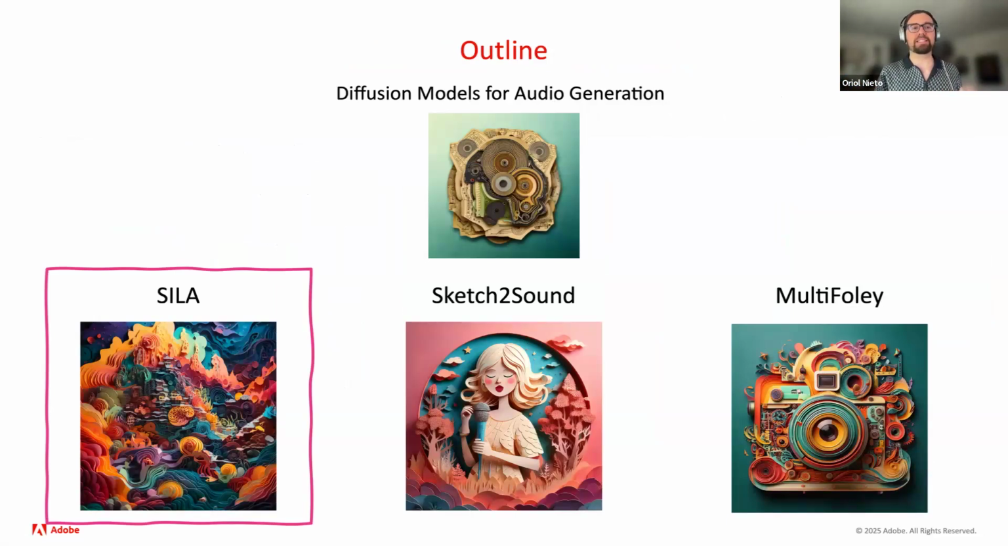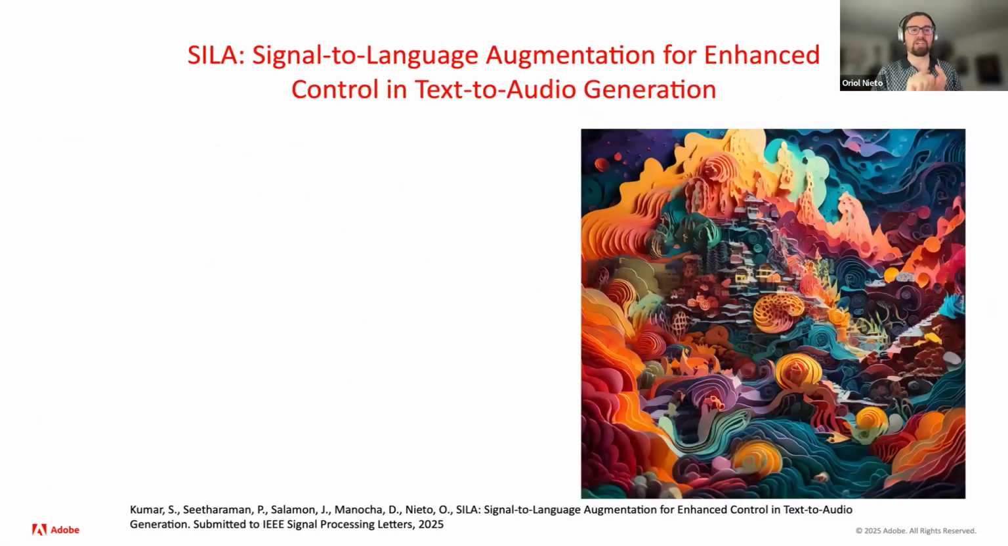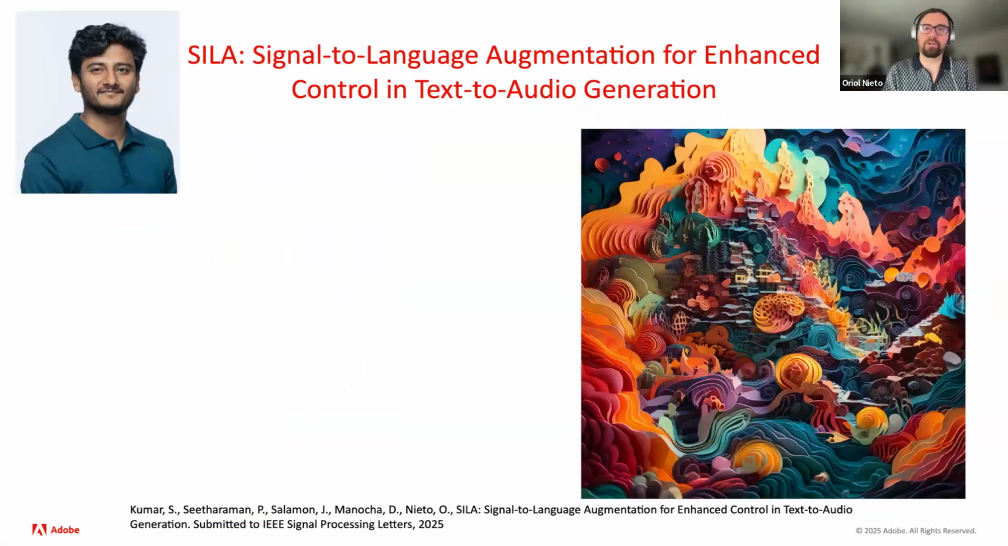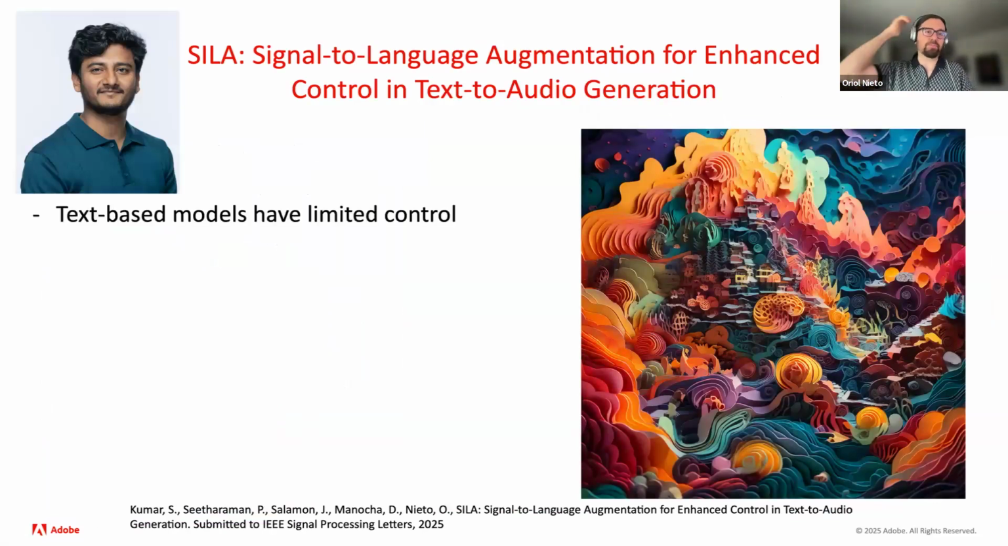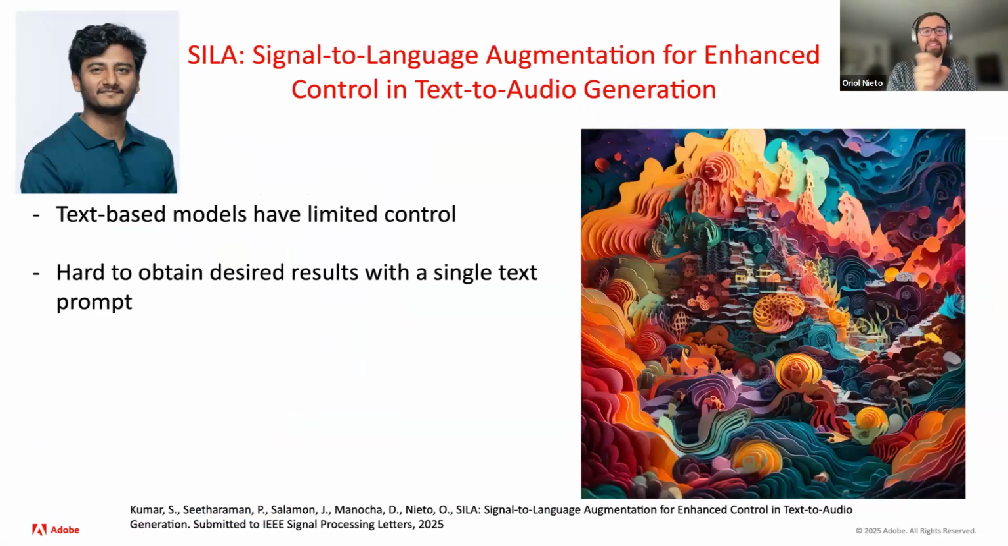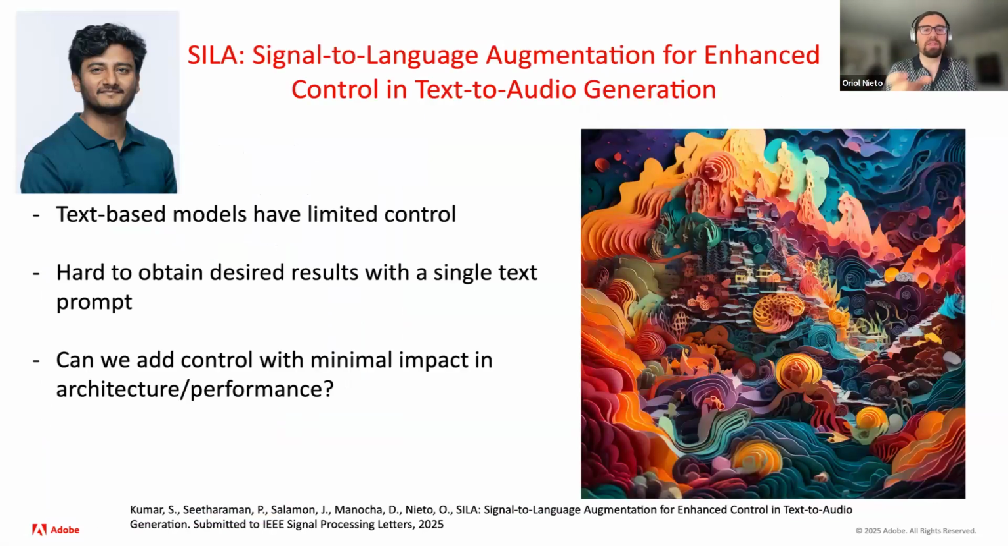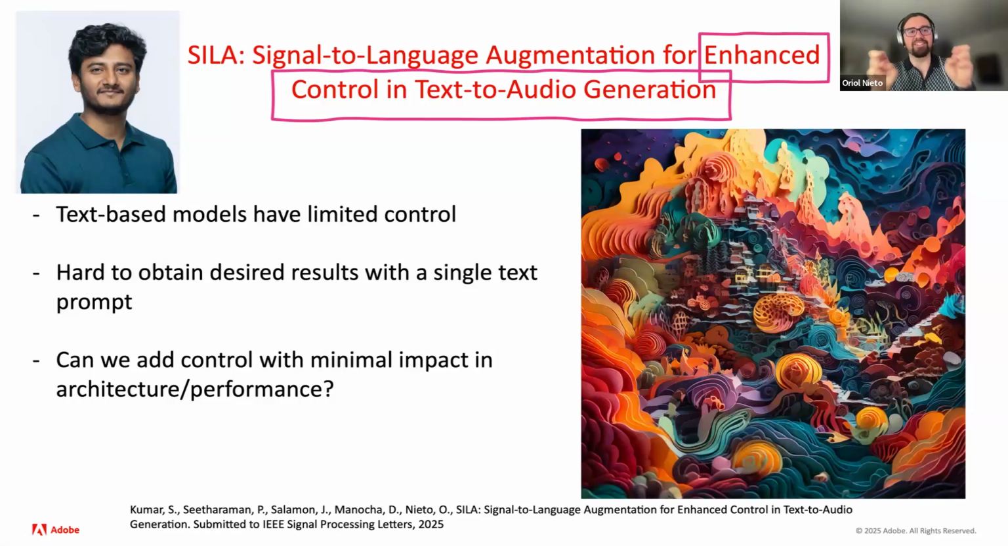And SILA is signal to language augmentation for enhanced control in text to audio generation. And this is a work led by one of our interns, Sonal Kumar. And the motivation is that text-based models have limited control, and it's usually hard to obtain the desired results with just a single text prompt. You usually want a little bit more fine-grained control. So can we add this control with minimal impact in architecture and performance? And that is exactly what SILA does, and yeah, it's enhanced control in text to audio generation.